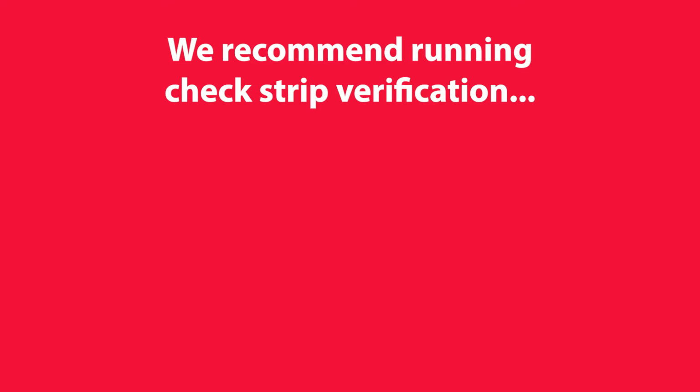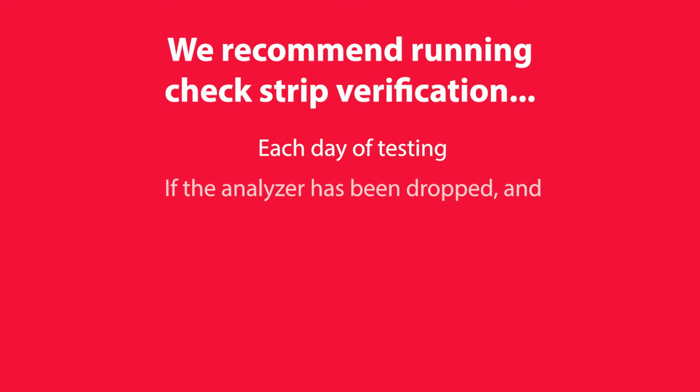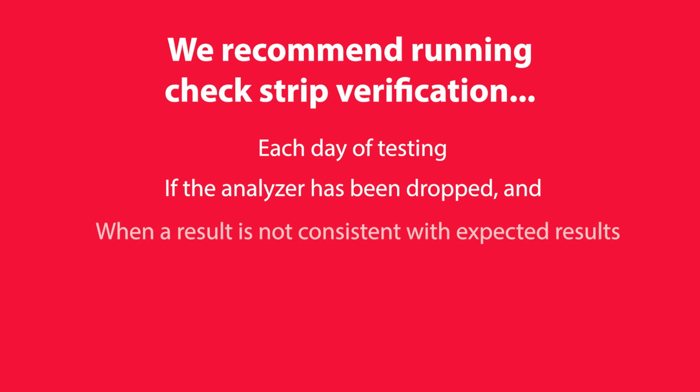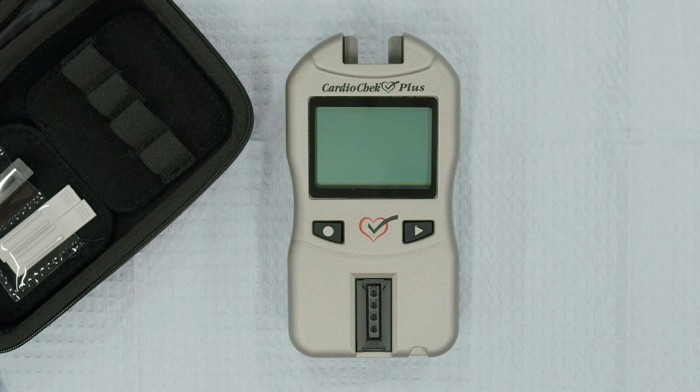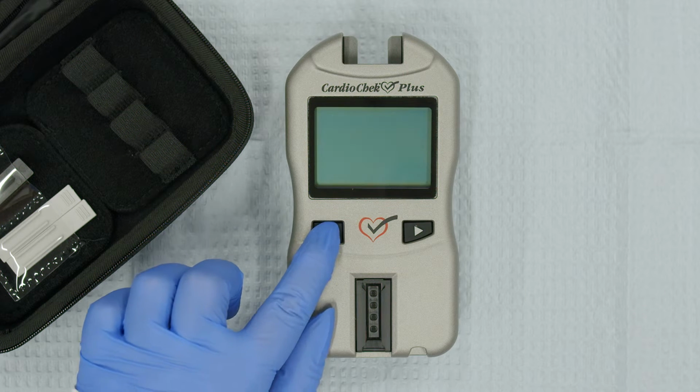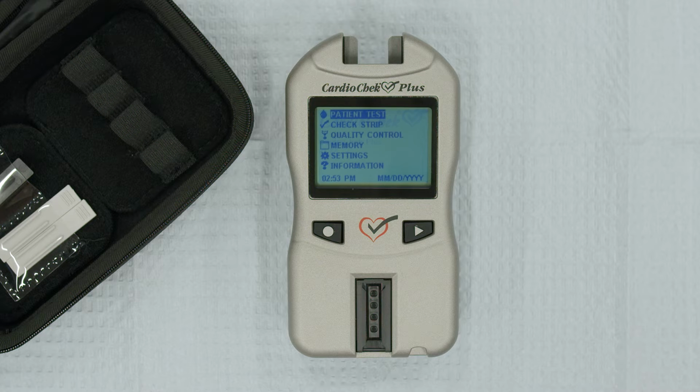We recommend that you run a check strip verification each day of testing, if the analyzer has been dropped, and when a result is not consistent with the expected results. To run a check strip verification, turn on the analyzer by pressing either the Next or Enter button. The memo chip does not need to be installed in the analyzer. Place the analyzer on a flat, stable surface.